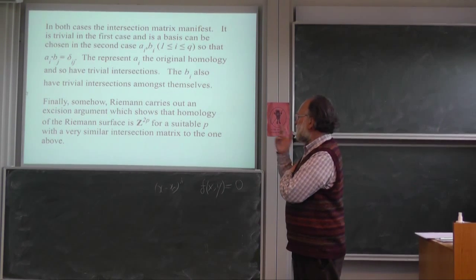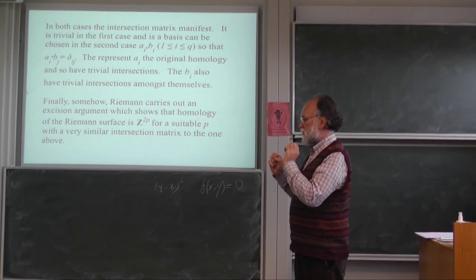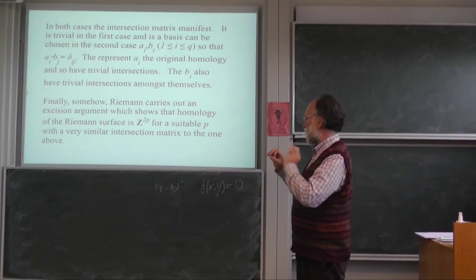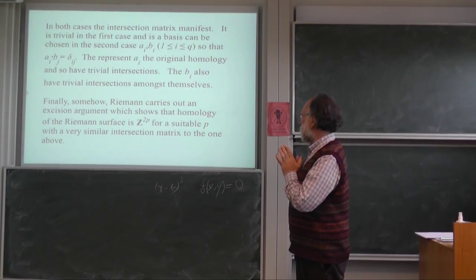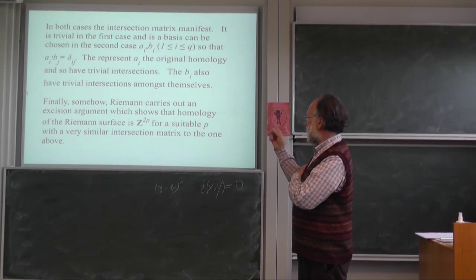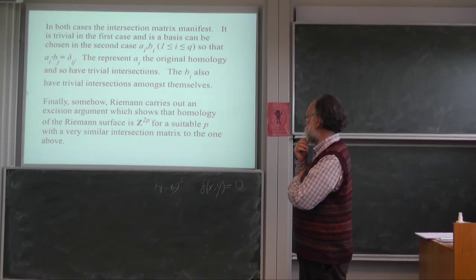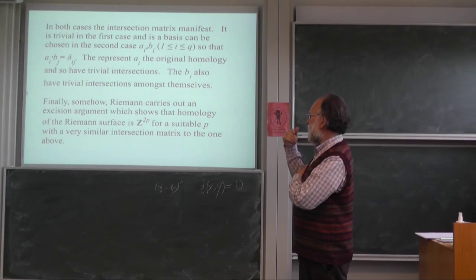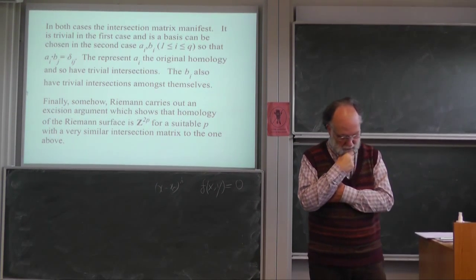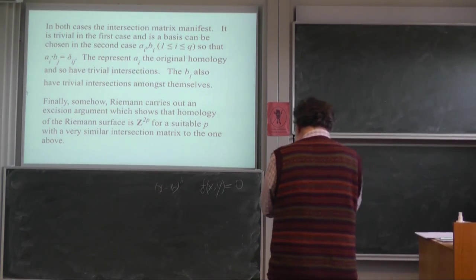And then what Riemann does, so what we've got is not the Riemann surface, but the relative cohomology of a Riemann surface with holes in it, with circular holes in it. And then he argues that the homology is Z to the 2p. He doesn't say it like this, but this is what it comes down to, for a suitable p with a very similar intersection matrix. Now, the question is, what is this p?